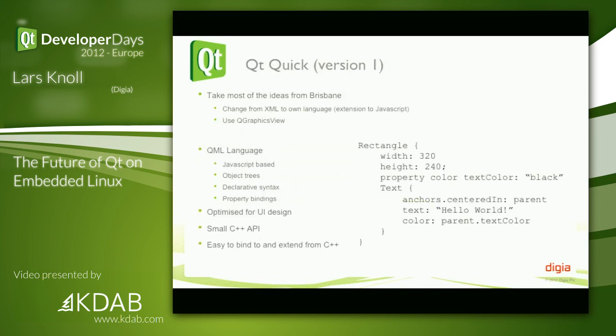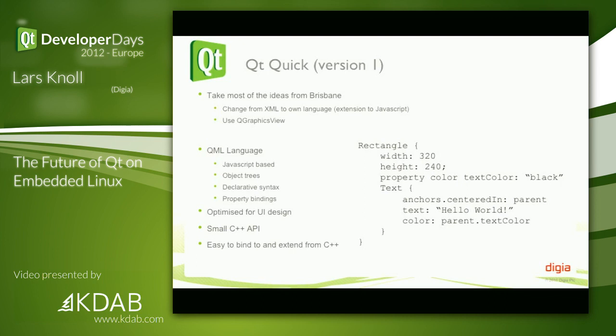What came out of it in the end was Qt Quick version 1, where we took most of the ideas from Brisbane, and we then took an idea coming from the Berlin side to change the language from XML to what you nowadays know as QML. And we still used QGraphicsView as the backend to do the drawing.